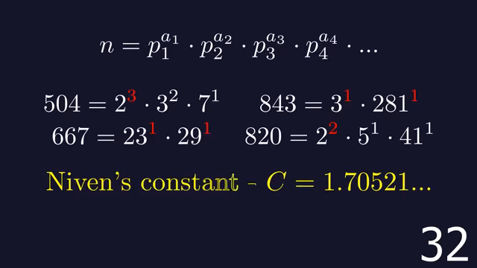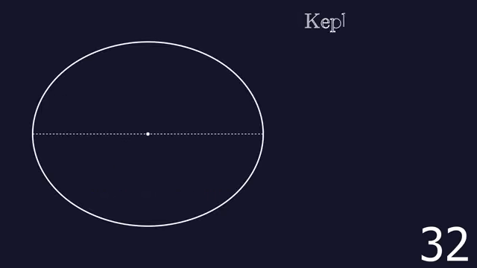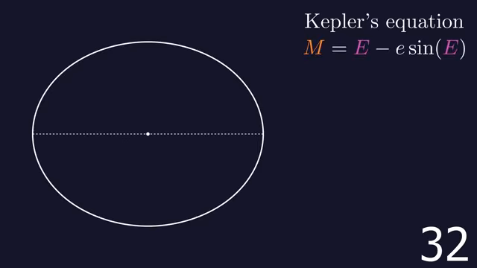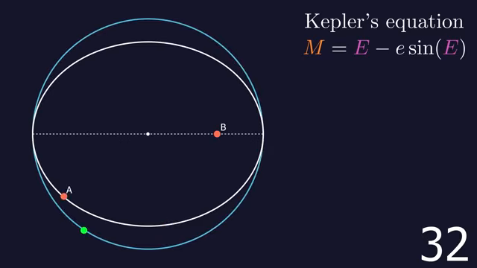as Niven's constant. Objects in space usually have orbits in the shape of an ellipse. The Kepler equation helps relate certain properties of these orbits. Imagine object A orbiting around object B in an elliptical orbit. Let's also draw a circle circumscribing this orbit and place a point on the circle. This point travels around the circle in the same time it takes object A to travel around its orbit.